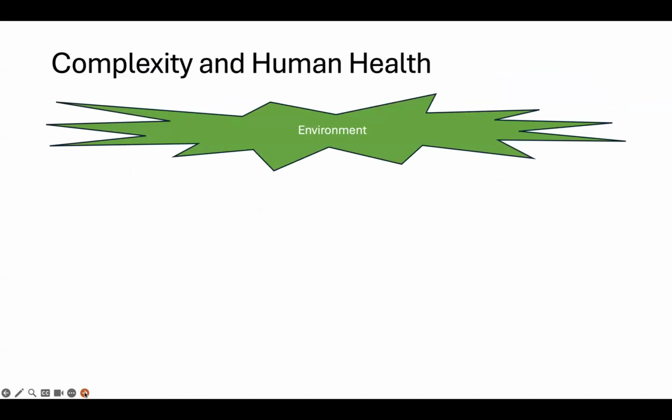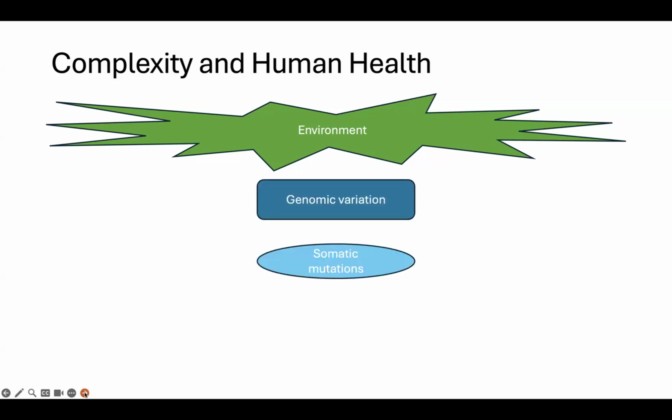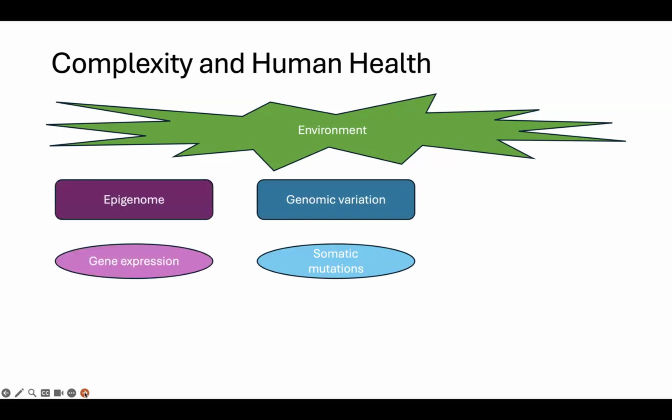So human health is incredibly complex in so many different ways. And we know that it's not all about genetics, it's also about the environment. But genomic variation clearly plays an important role. And almost every condition of disease has a genetic component. And we also have to think about how the genome is regulated through epigenetics.